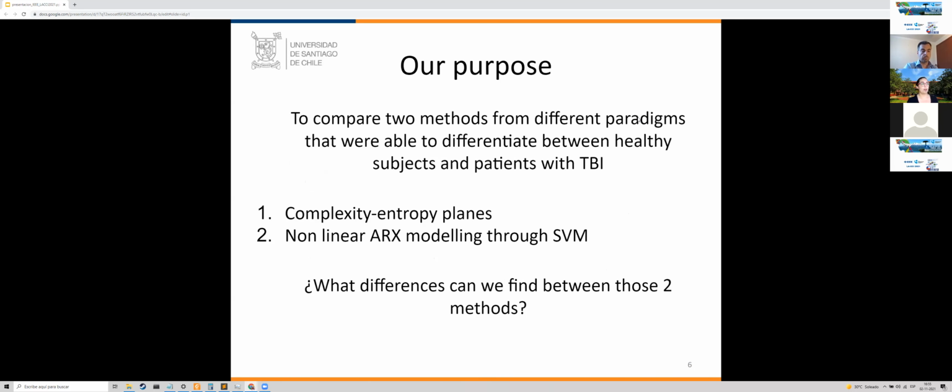So, what's our purpose in this work? Our purpose is to compare two methods of different paradigms that were able to differentiate between healthy subjects and patients with traumatic brain injury. We compared results obtained from complexity entropy planes versus nonlinear support vector machine models with an autoregressive with exogenous inputs structure. What difference can we find between those two approaches?